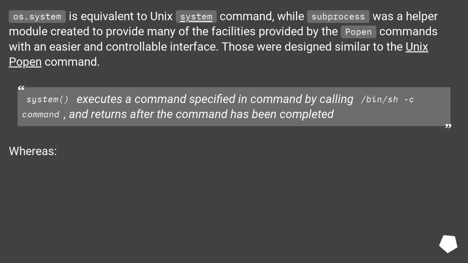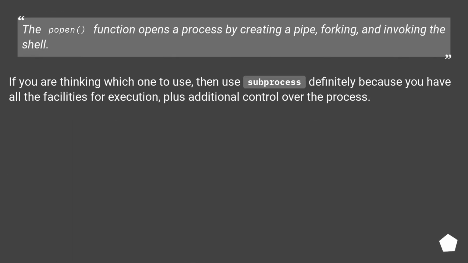Whereas the Popen function opens a process by creating a pipe, forking, and invoking the shell. If you are thinking which one to use, then use subprocess definitely because you have all the facilities for execution, plus additional control over the process.